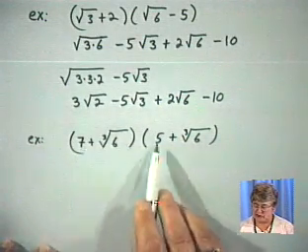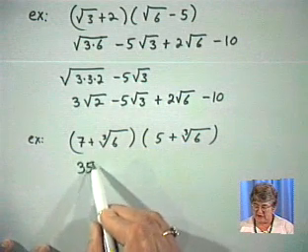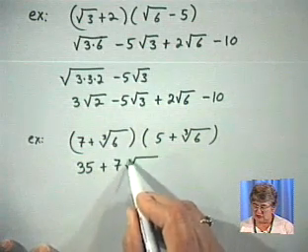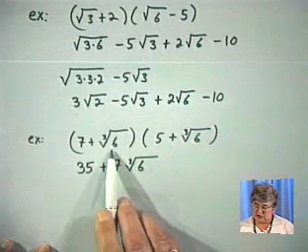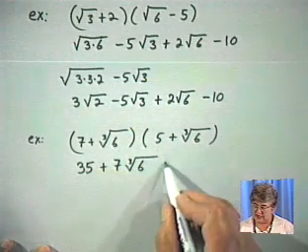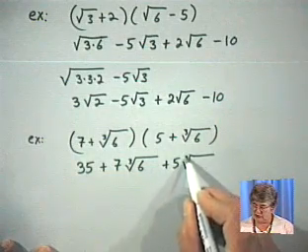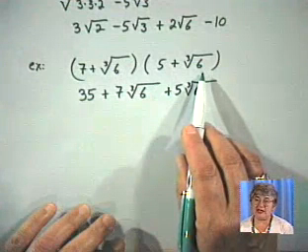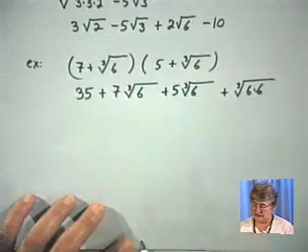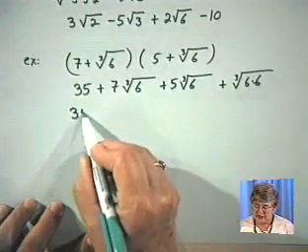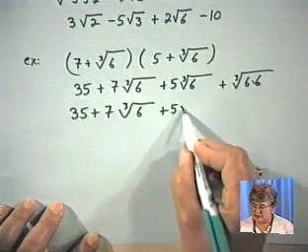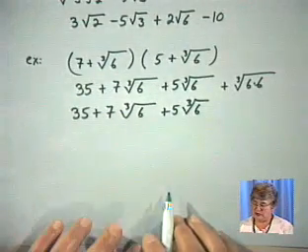Let's start with 7. Let's multiply 7 times 5. That gives us a 35. Let's continue: 7 times the cubic root of 6. That's plus 7 times the cubic root of 6. Now we'll take the cubic root of 6 in the first factor and multiply it times 5. That will give us 5 times the cubic root of 6. And finally, we'll take the cubic root of 6 times the cubic root of 6. Be careful with that term. So we have 35 plus 7 times the cubic root of 6 plus 5 times the cubic root of 6. And there we've got two like radicals we'll be able to combine.